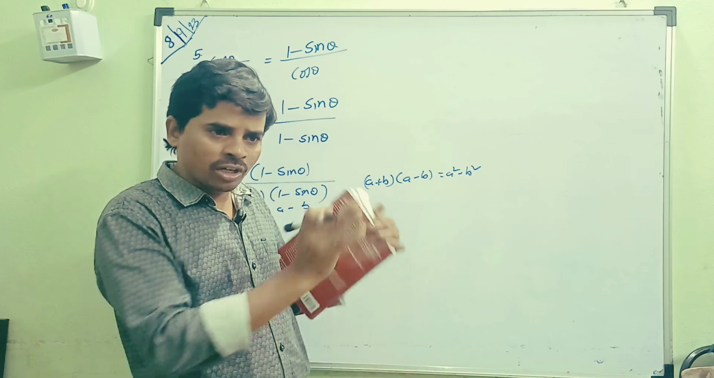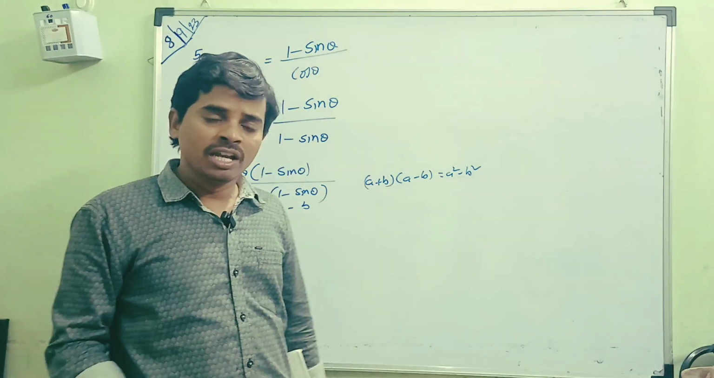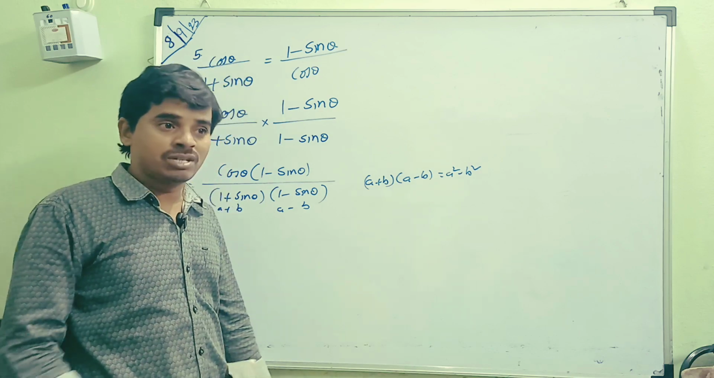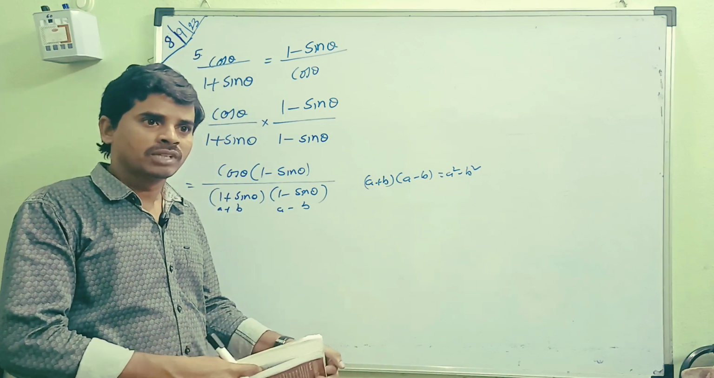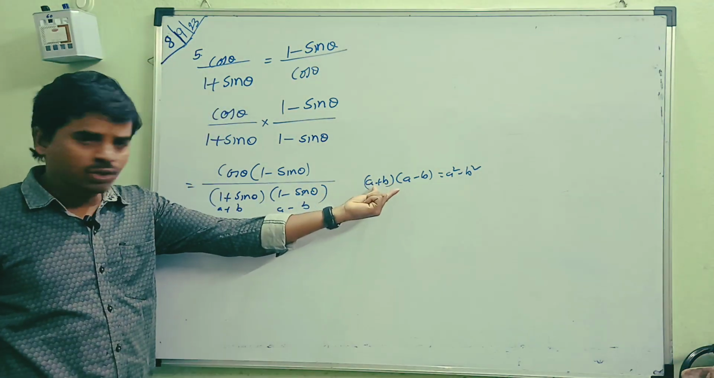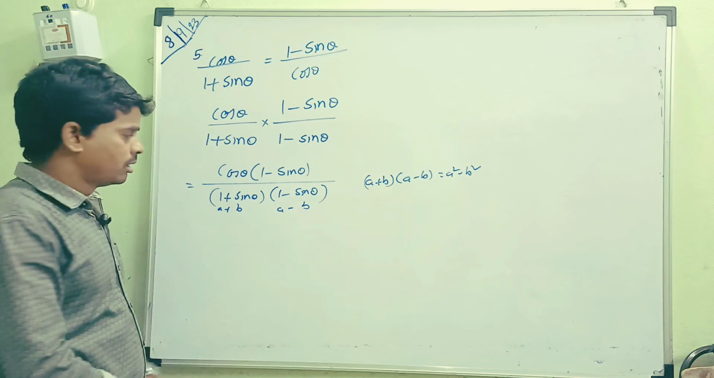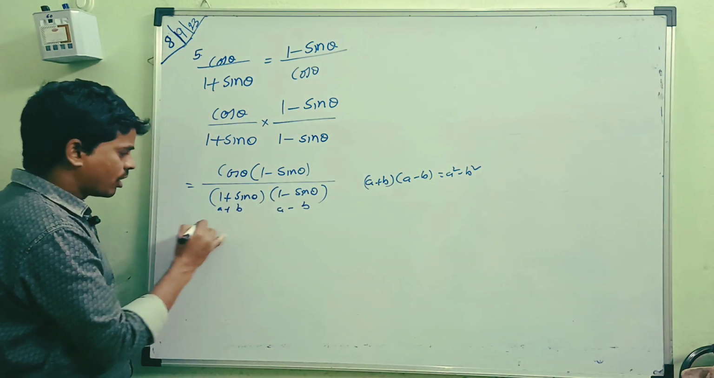If you learn only the trigonometric ideas and forget all the remaining formulas, without knowing a plus b whole square, a plus b whole cube, or a cube plus b cube, a cube minus b cube, we will fail in solving identities. Somewhere like this we have to use this formula also: a plus b into a minus b, a square minus b square. Right?